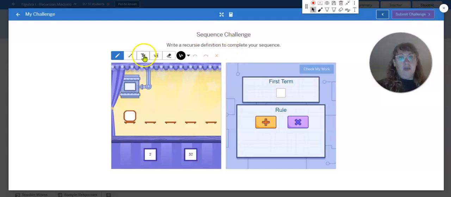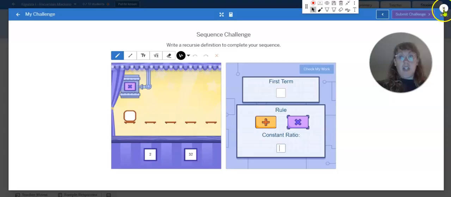And then you are going to write the recursive definition that completes the sequence. So for mine, I'm not going to put what mine is because I don't want people to use my challenge. I want you to be thinking up your own, but maybe I'd figure out what that first term is, and then it is a constant ratio. So I would write what that constant ratio is and then hit submit.